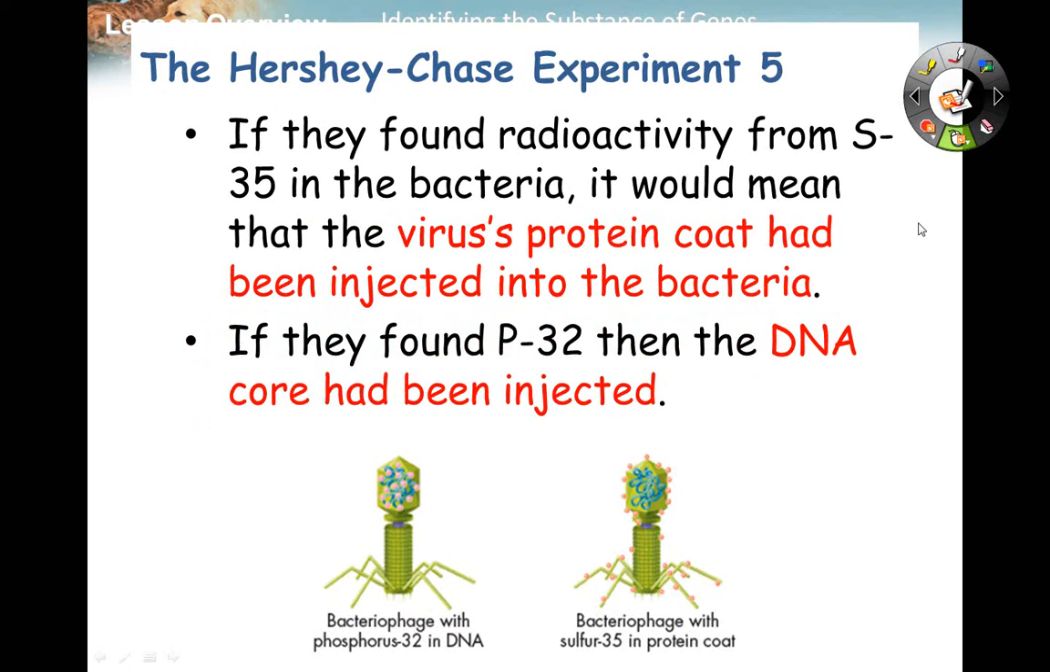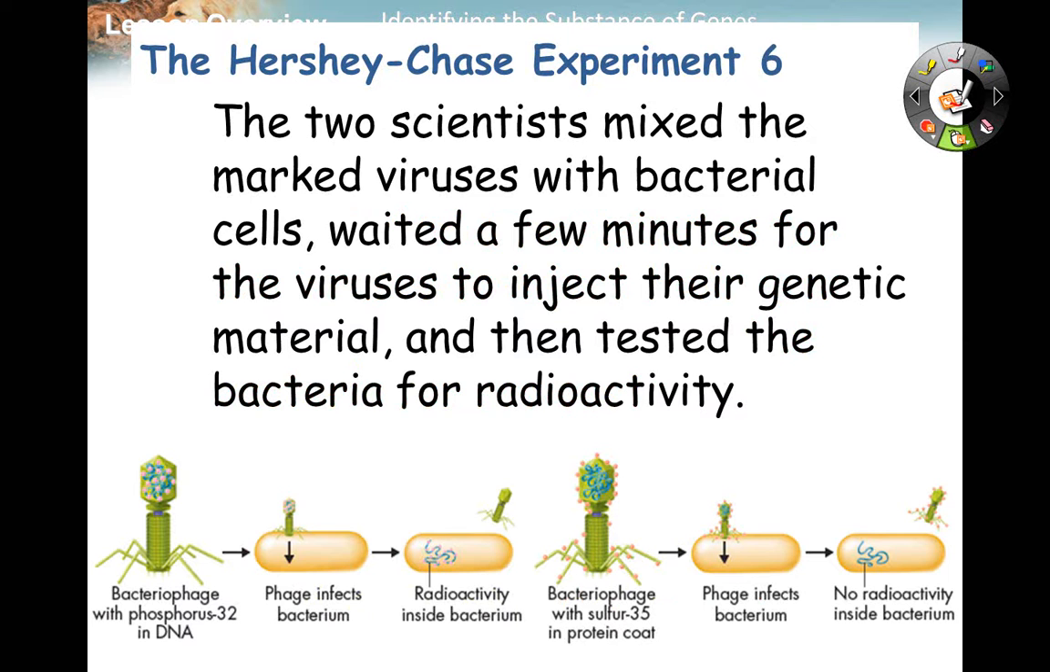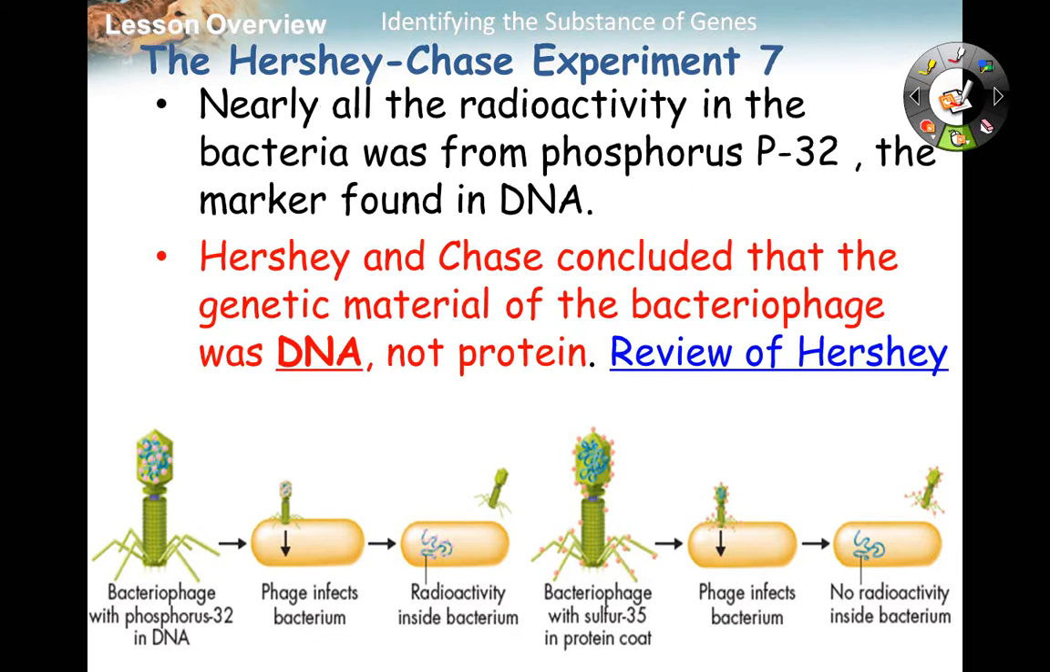So if they found the radioactive sulfur-35, that would mean the virus's protein coat went inside of the bacteria. Or if they found the phosphorus-32, they would know that it was actually the DNA core that had been injected into the bacteria. The two scientists mixed these marked viruses with bacterial cells and waited a few minutes for these viruses to inject their genetic material. And then they tested the bacteria for radioactivity.